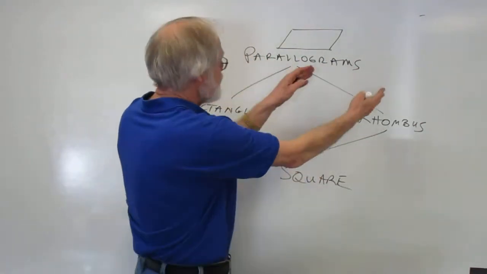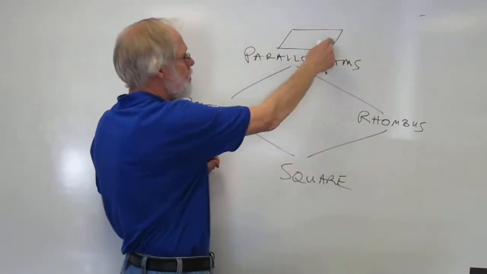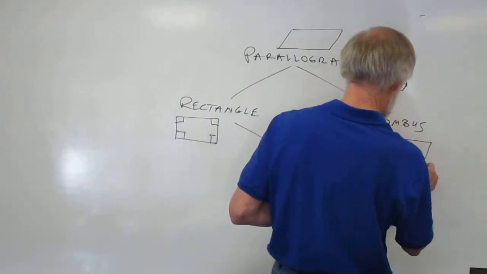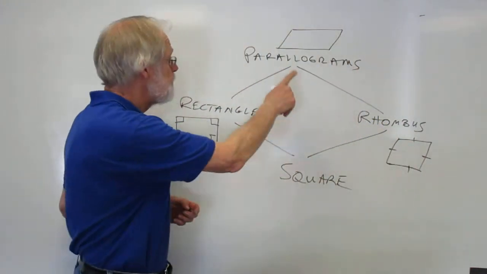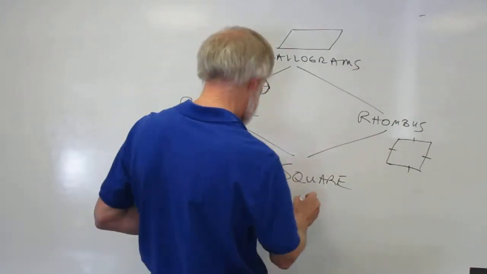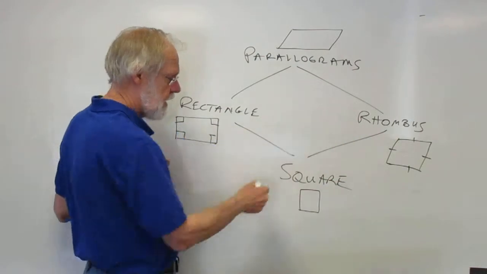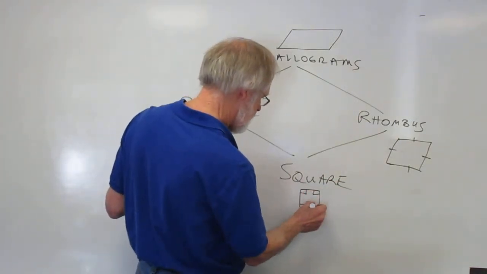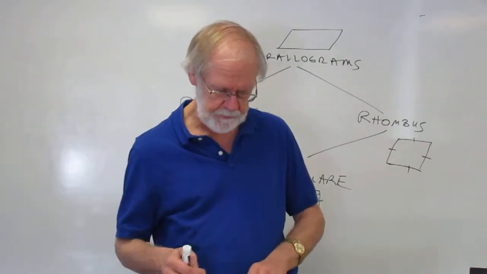If you keep it tilted like this, so you don't have right angles, but you do make all four sides congruent, then you have a rhombus. So you don't have right angles, but you do have the four sides congruent. And then, of course, if you take those two and put them together, you get the square, which has both the right angles and the four sides congruent. So here, here, here, and here are your right angles. These four are all congruent, and now it's a square.